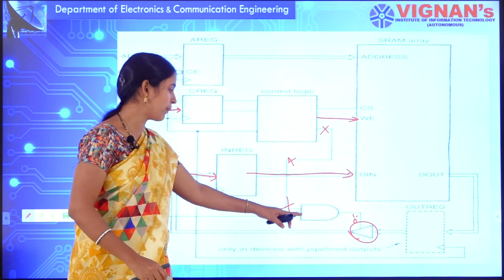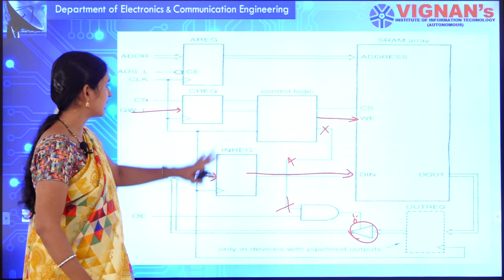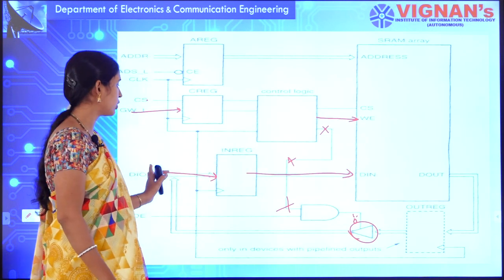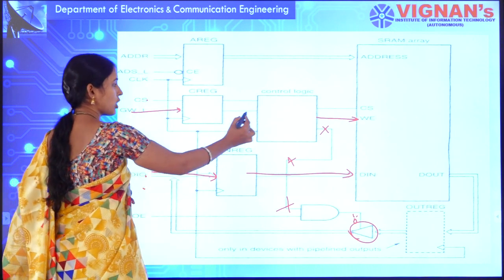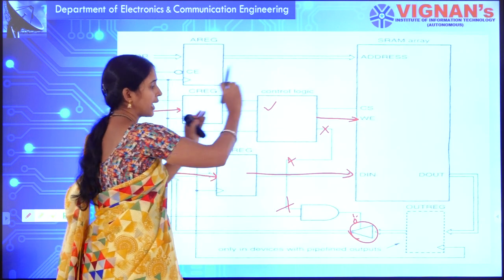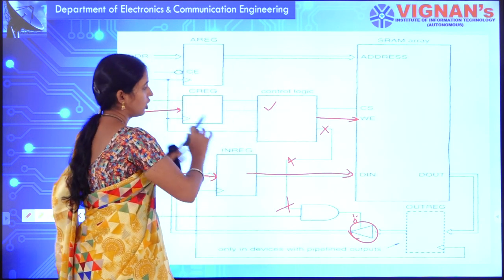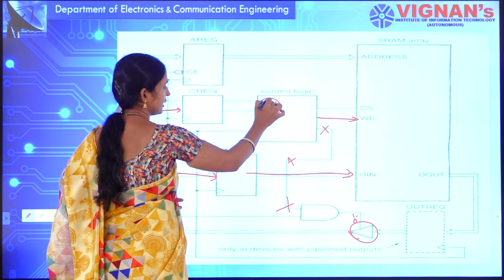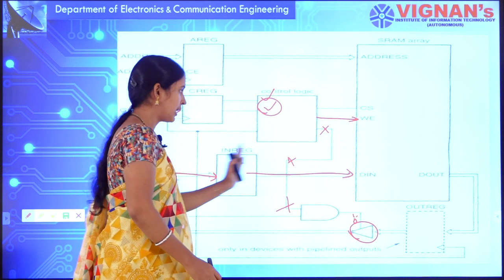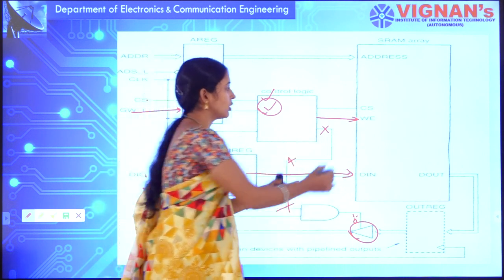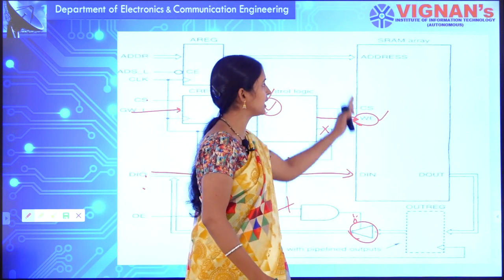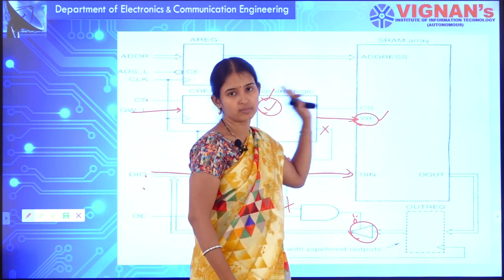Only in devices with pipelined outputs. Whatever data you take, or keep, is handled with the help of the data input output bus and control logic. With the help of the control logic only, you can control the whole thing. If you want to write the data into that particular array, the control logic tells you, as the address is provided and the data is provided. Write enable indicates you have to write the data, so whatever data is given will be placed in that particular address.